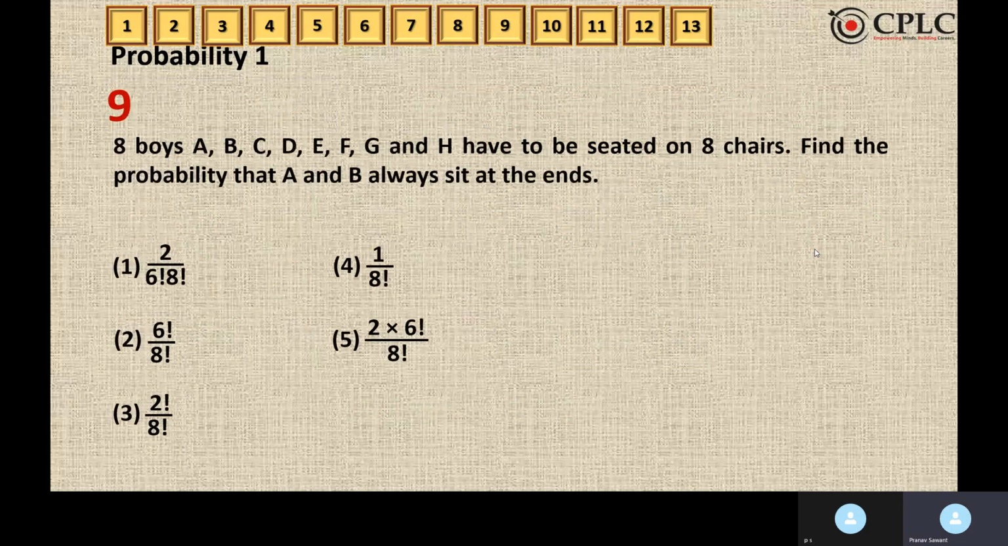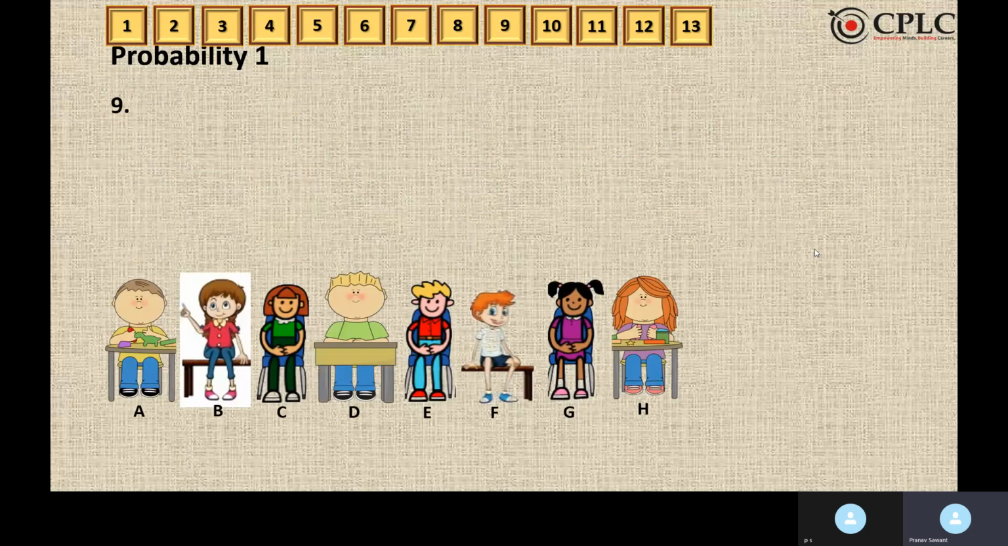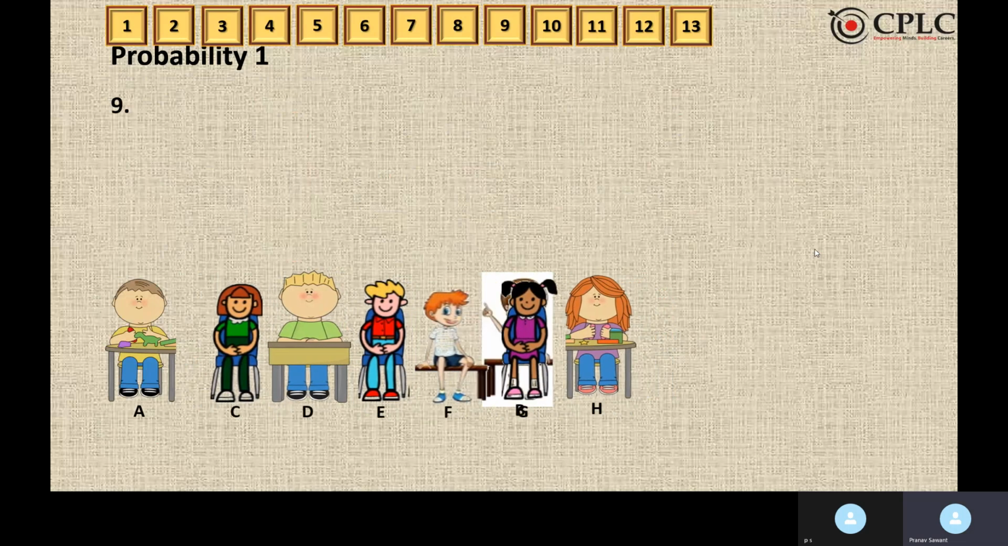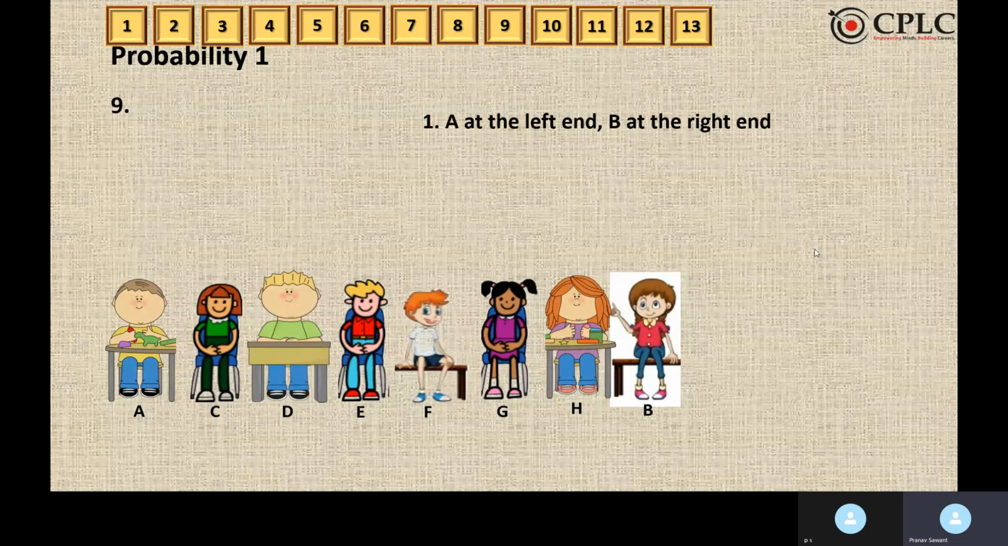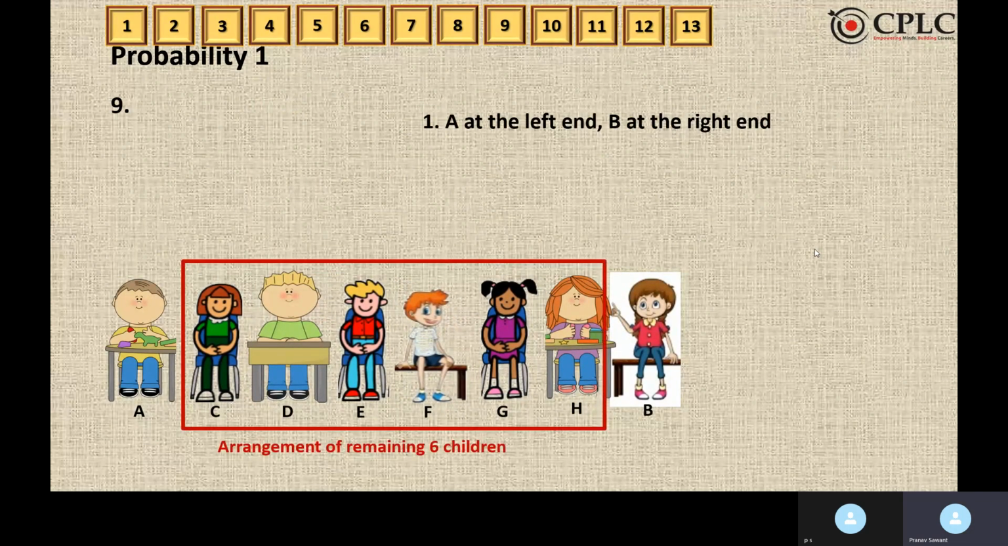Moving to the next question. 8 boys A to H have to be seated on 8 chairs. Find the probability that A and B always sit at the ends. Now A and B are sitting at the ends. That means these two places are fixed and we just need to arrange the middle six children. Six people can be arranged in a linear arrangement in 6 factorial ways.